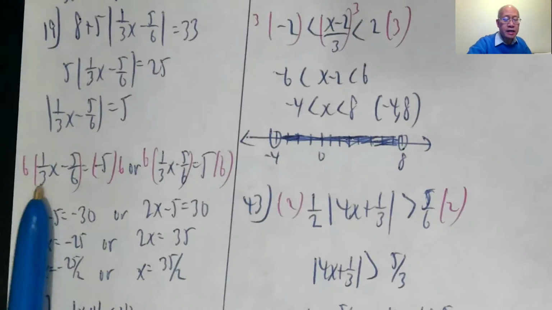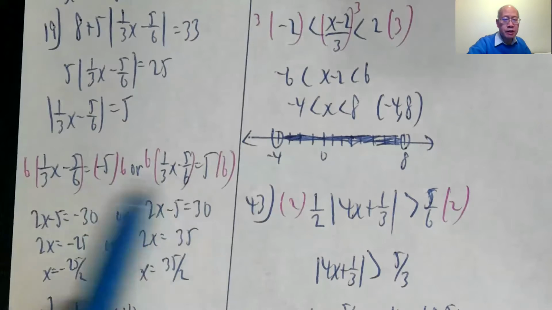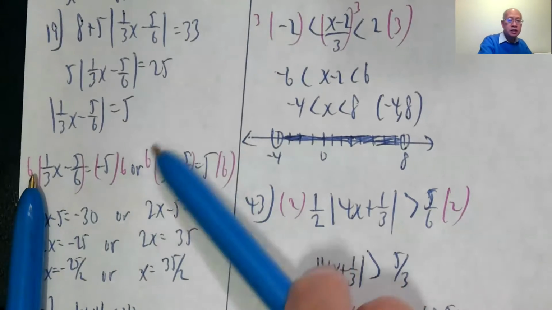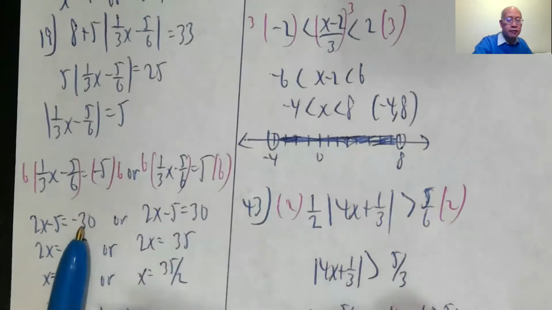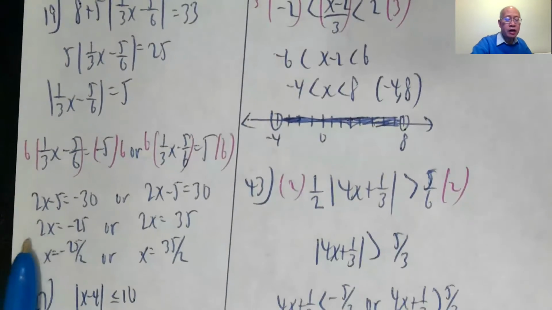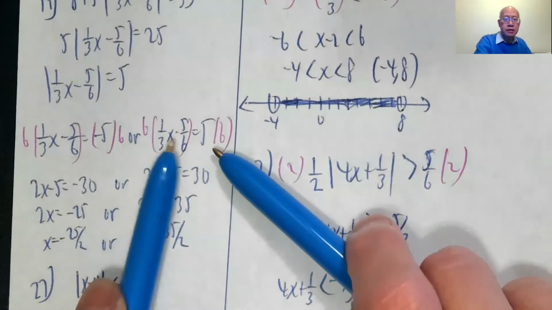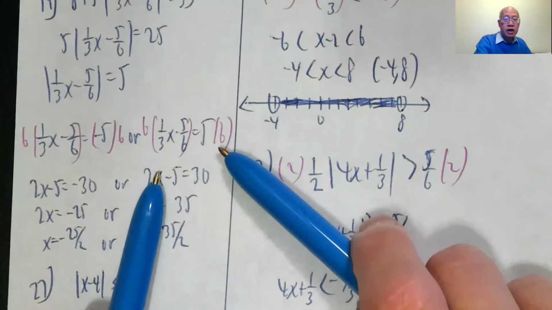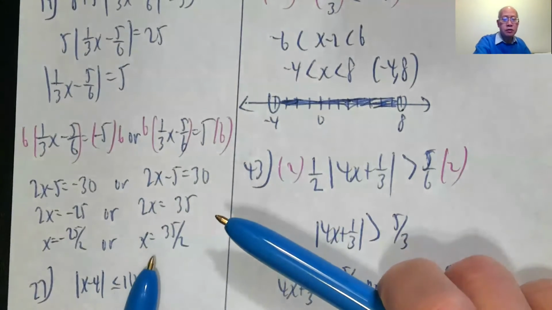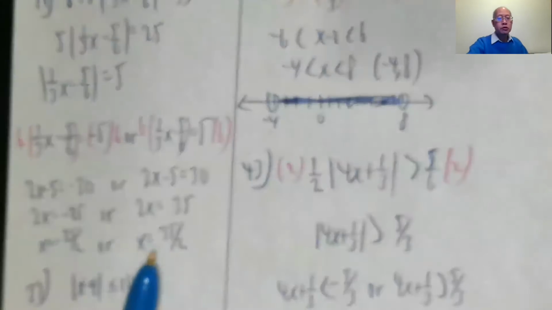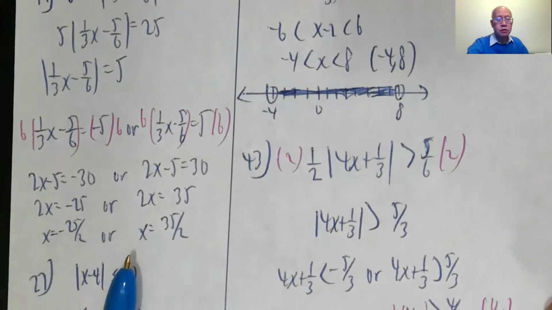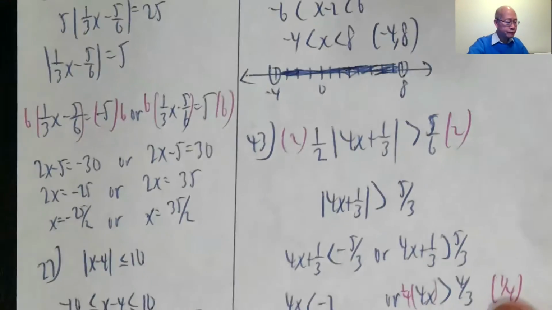Too messy. I don't like the fraction. So multiply both sides by 6 to clear the fractions. Same thing over here. 2x minus 5 equals negative 30. Add 5, divide 2, x is negative 25 over 2. Algebra is the same. Multiply by 6. 2x minus 5 equals 30. Add 5, divide 2, 35 over 2. So I have two solutions, negative 25 over 2 and 35 over 2.